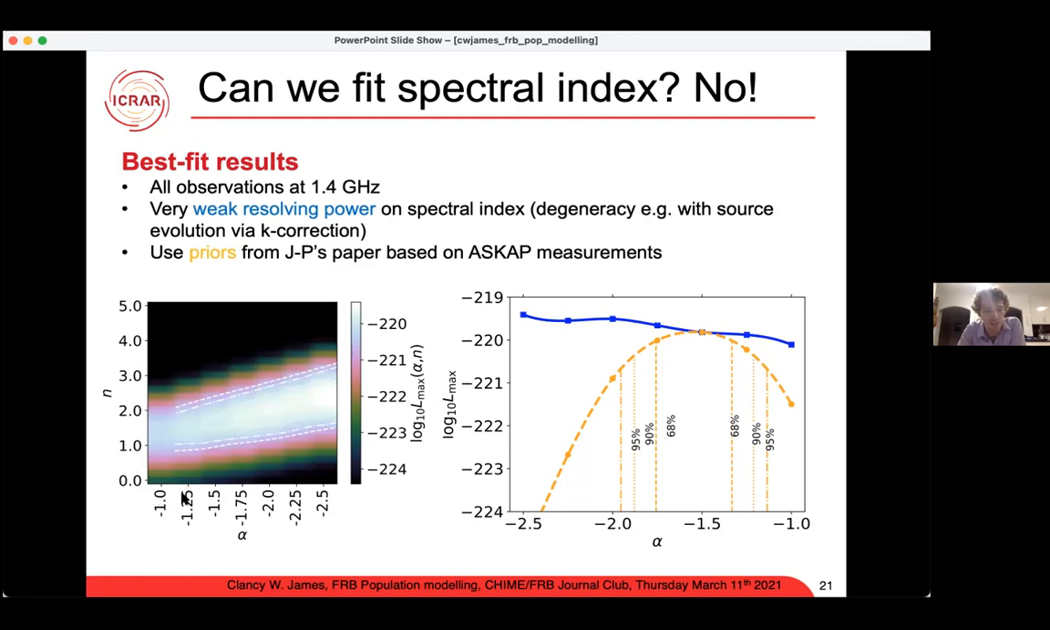And as you get to a steeper and steeper, so this is minus 2.5 is strongly favoring low frequencies, and 0 would be no frequency dependence. And you see that there's this broad degeneracy there. So what you have to do is take this prior from JP's paper that I mentioned earlier, which is about minus 1.5 plus or minus 0.3 as your Gaussian prior. So what you see in what follows, blue will be no prior on alpha, and orange will be using the priors from JP's paper. So no, we can't fit to the spectral index here.